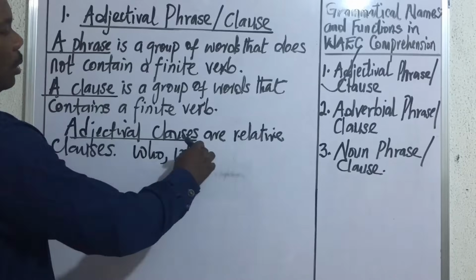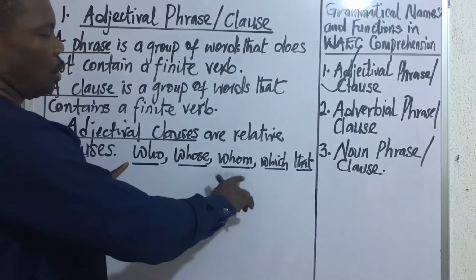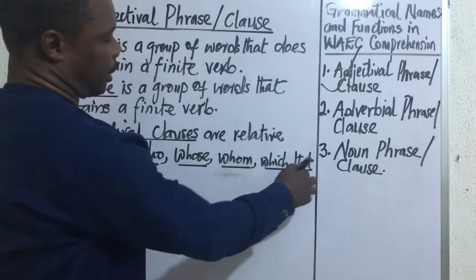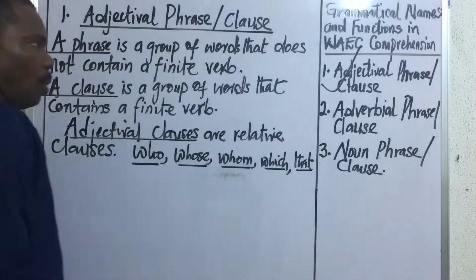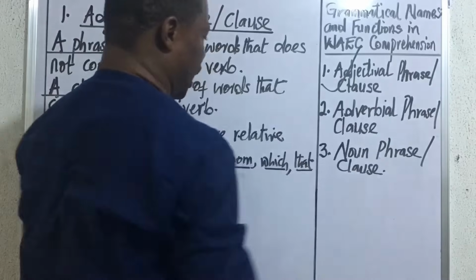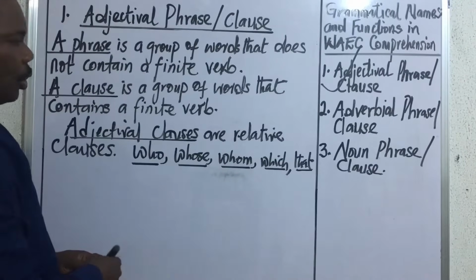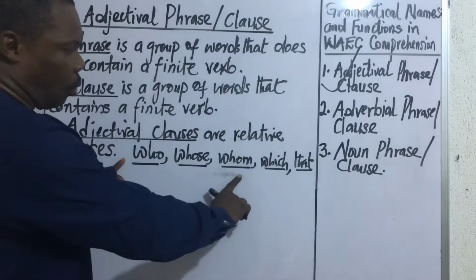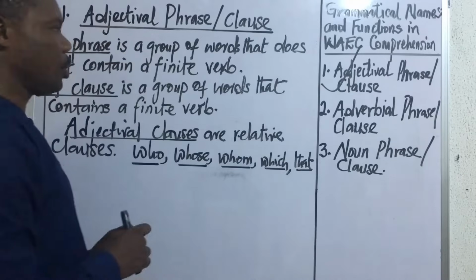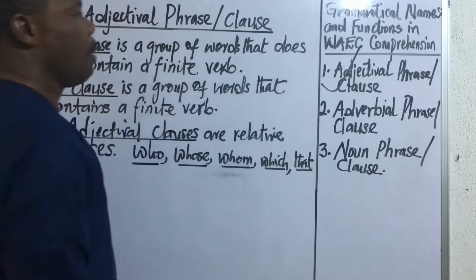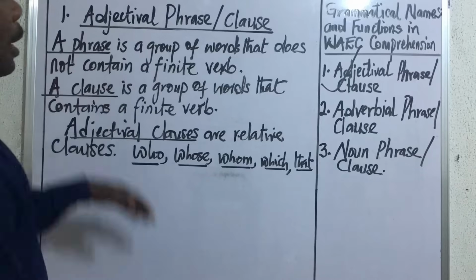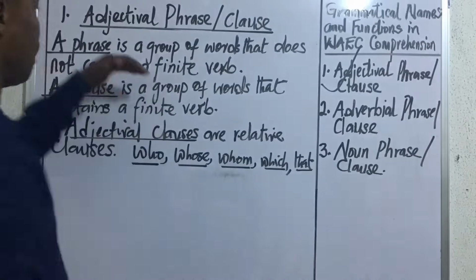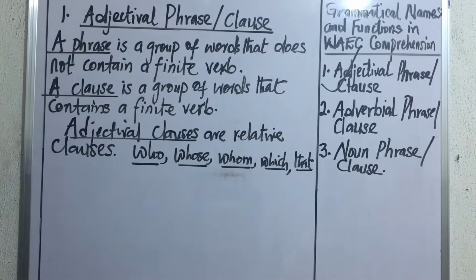like who, whose, whom, which, or that. Please take note of that. When an expression comes in WAEC comprehension and they ask you to state its grammatical name, you look at it very closely. If it starts with who, or whose, or whom, or which, or that, then you are going to say that it is an adjectival clause, that is, if it has a final verb, or that it is an adjectival phrase if it does not have a final verb. So this is what we mean by adjectival clauses.